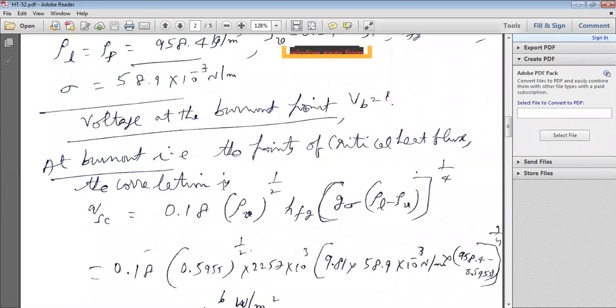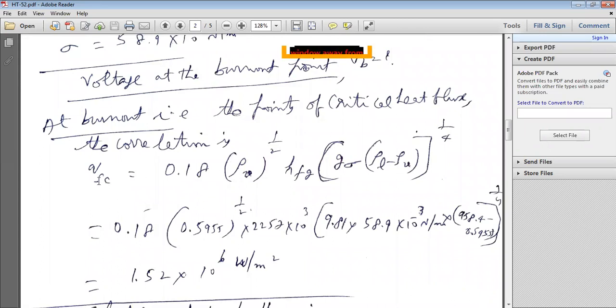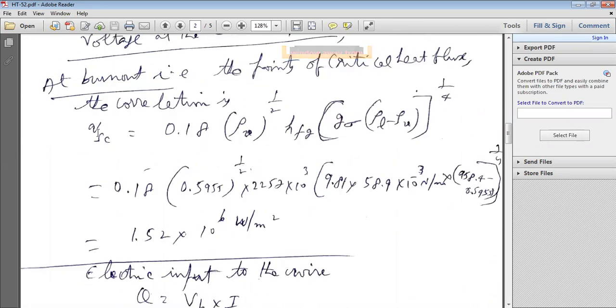The critical heat flux is from the correlation already given. Critical heat flux in nucleate boiling is given as 0.18 times rho v to the power of 1 by 2, times hfg, times the quantity g times sigma times rho L minus rho v in square brackets, whole to the power 1 by 4. Here small q is the critical heat flux, the heat transfer rate per unit area.